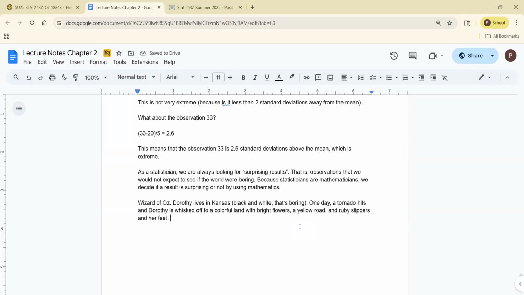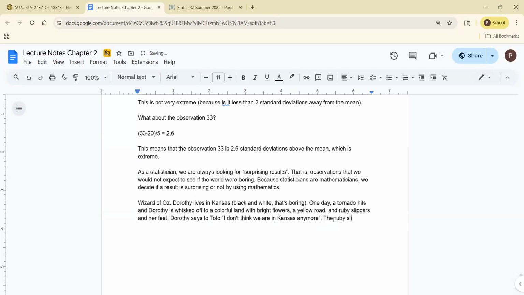If you watched the movie recently, you might remember she says to her dog Toto, "I don't think we're in Kansas anymore." That's a statistical conclusion. Why does Dorothy think they're not in Kansas? Because in Kansas, where everything's black and white, and she lives on a farm, it's very unlikely that she would be in a colorful land with bright flowers, a yellow road, and ruby slippers on her feet.